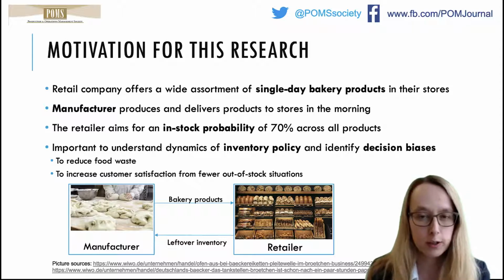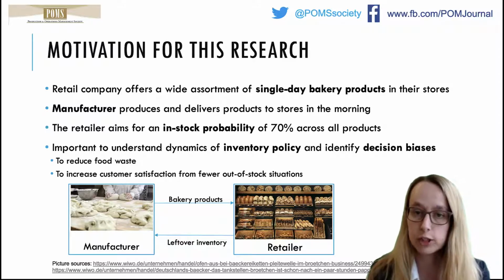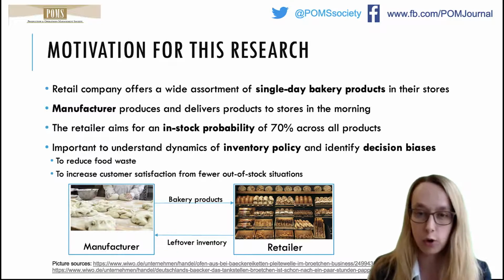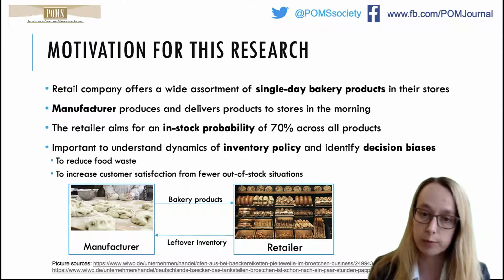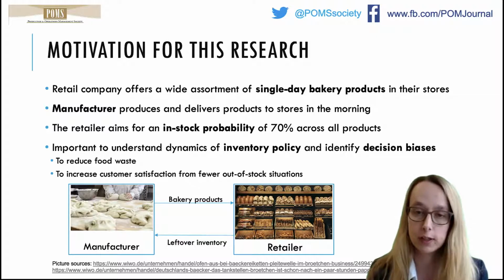Those bakery products are actually produced by an external manufacturer, and the retailer wants to achieve an in-stock probability of 70% across all the products. So, for example, if the manufacturer achieves a higher service level for one product, it would be okay to achieve a lower service level for another product, as long as on average they achieve an in-stock probability of 70%.